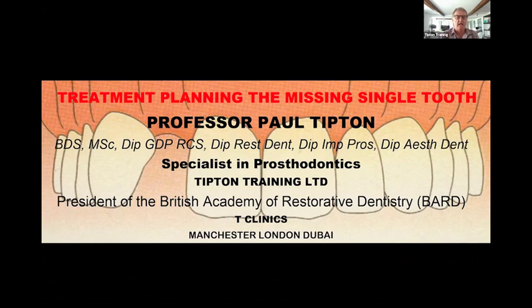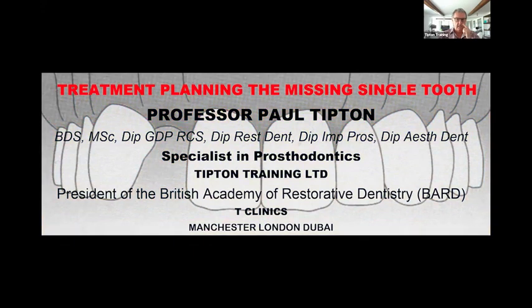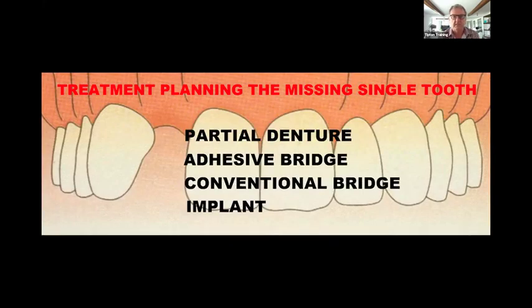So today, we are going to be looking at the treatment planning options for a missing single tooth, and especially looking at not only the science, but also some clinical situations and some clinical studies. In terms of the missing tooth, today we're going to focus on the anterior missing tooth. We've got four options for its replacement, and in no particular order, we have partial denture, adhesive bridge, conventional bridge, and then implant.